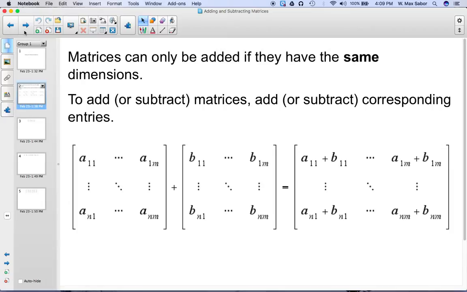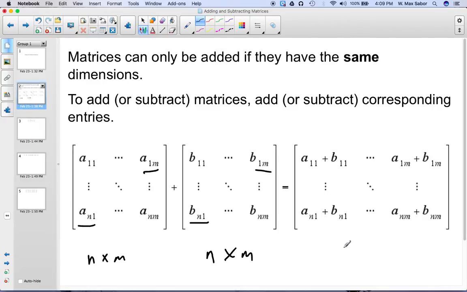And this doesn't matter how many matrices you're adding or subtracting, they all have to have the same number of columns. So for example, this has m columns, n rows, and this has m columns, n rows. They're both n by m matrices. So this is an n by m matrix, this is an n by m matrix, and therefore we can add them and get another n by m matrix.